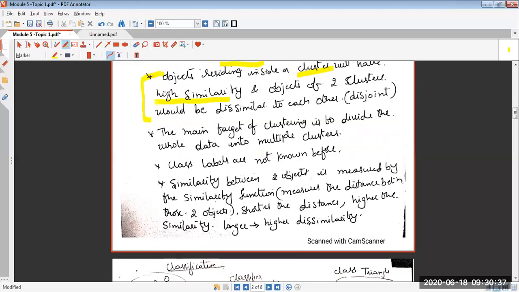Okay. So third point, you can see. See whatever paragraphs of theory is there in a textbook, I have selected crucial points, key points. Based on this understanding, you can read the complete paragraphs. The third point, you can see what is the main objective, main target of clustering.